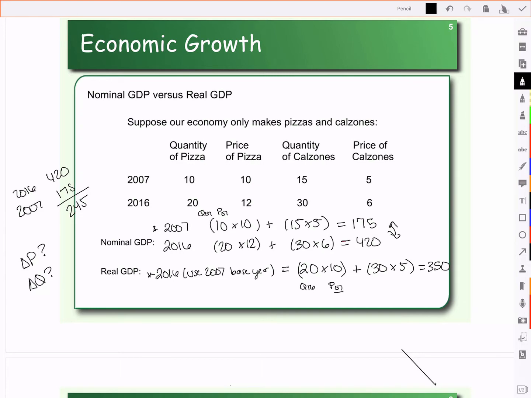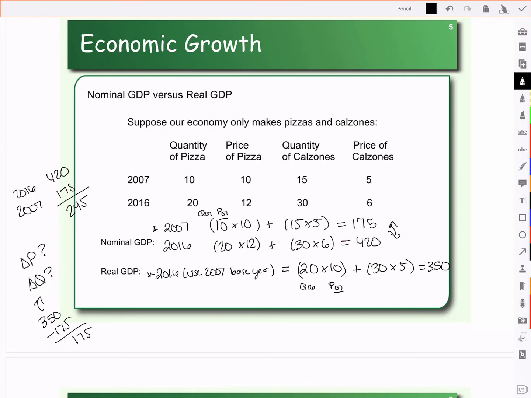So if we were to compare these two formulas, is the difference between them the price or the quantity? Well, notice the prices are the same. They're both 2007. So the difference between these two formulas is only quantity, which means if we take 350 minus 175, we can figure out how much of the change in nominal GDP between 2007 and 2016 is because we made more stuff. So 350 minus 175 is 175.